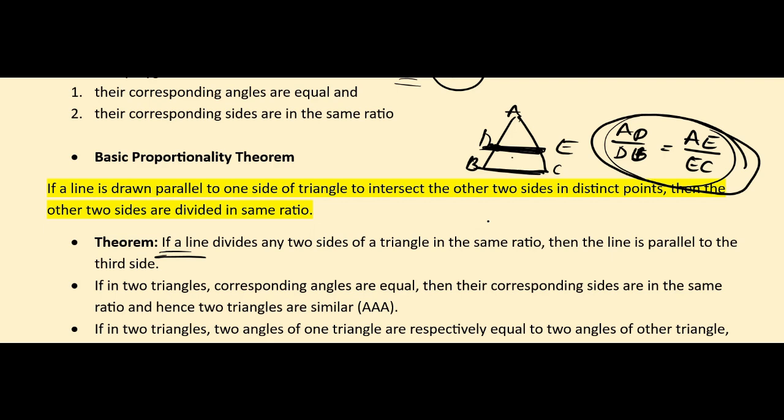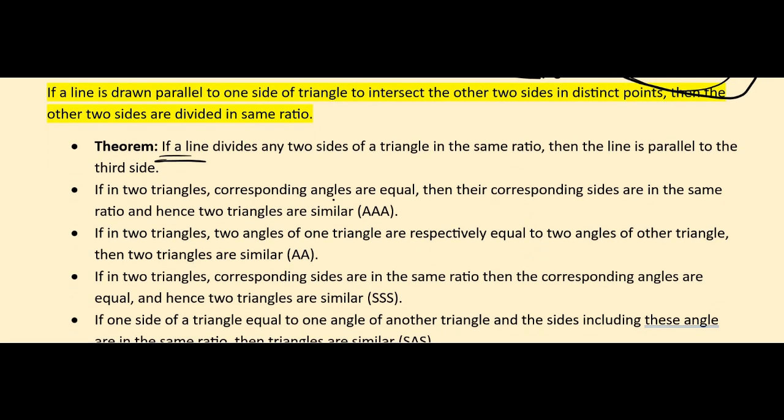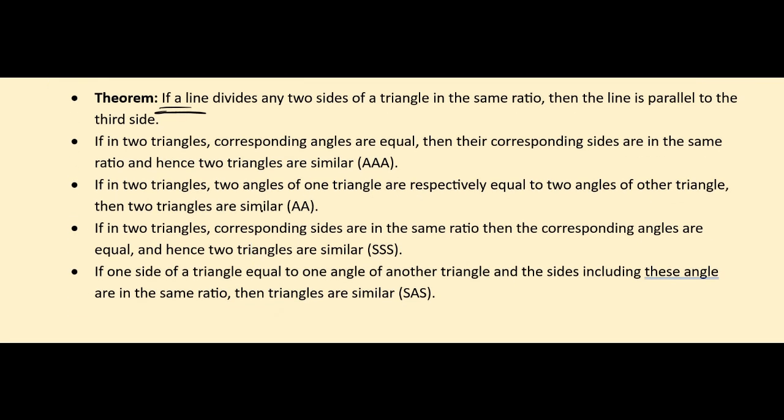Next, if in two triangles corresponding angles are equal, then their corresponding sides are in the same ratio, and hence the two triangles are similar. This is the AAA similarity criterion. Another angle criterion: if two angles of one triangle are respectively equal to two angles of another triangle, then the two triangles are similar. All these tell us the similarity criteria of triangles.